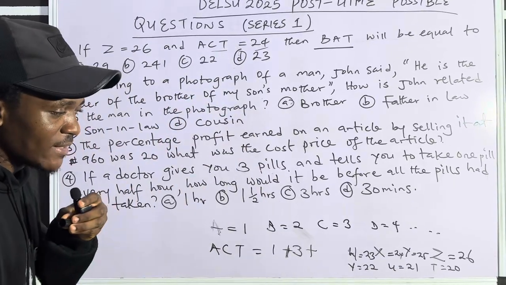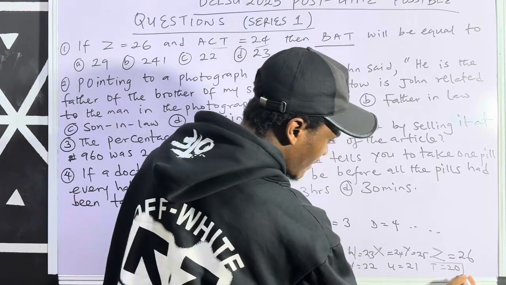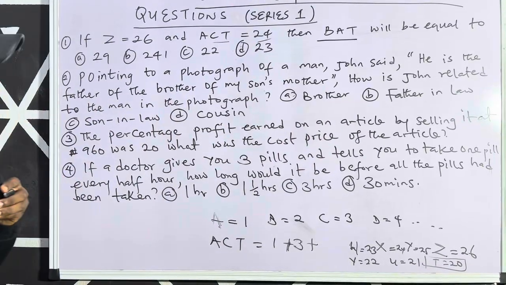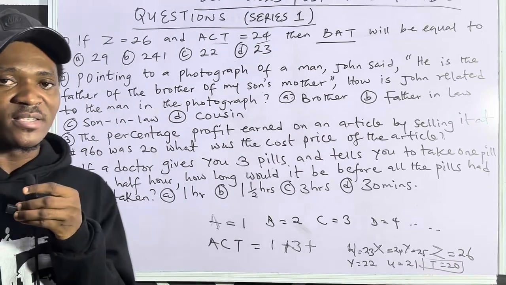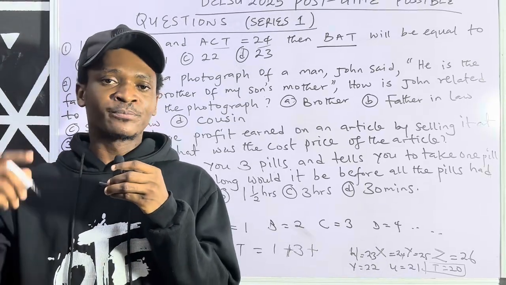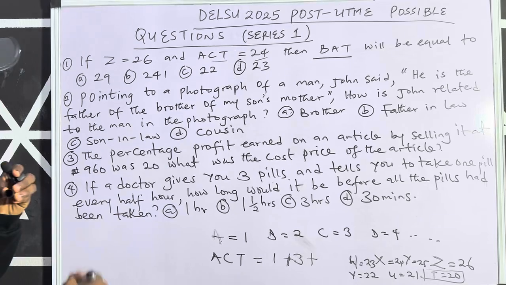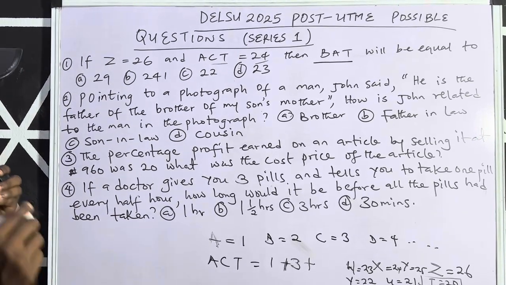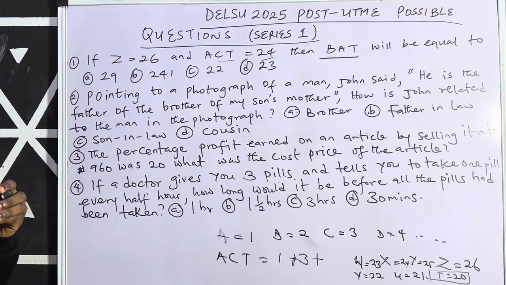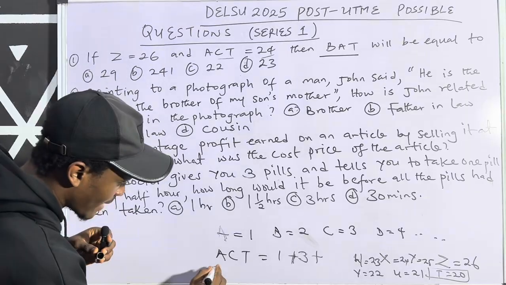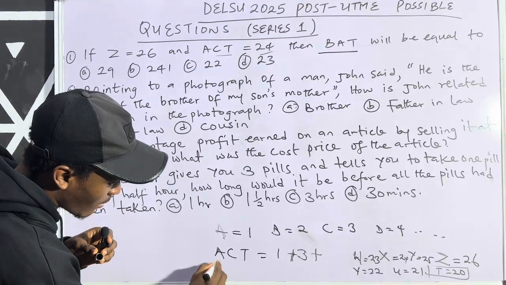So it means I was able to get my T to be 20. If you are reciting your alphabet, what position can you find T? It's obvious: 20. So it's that easy. So what are you supposed to do? All you simply do is, now for the BAT, how do we get our BAT?